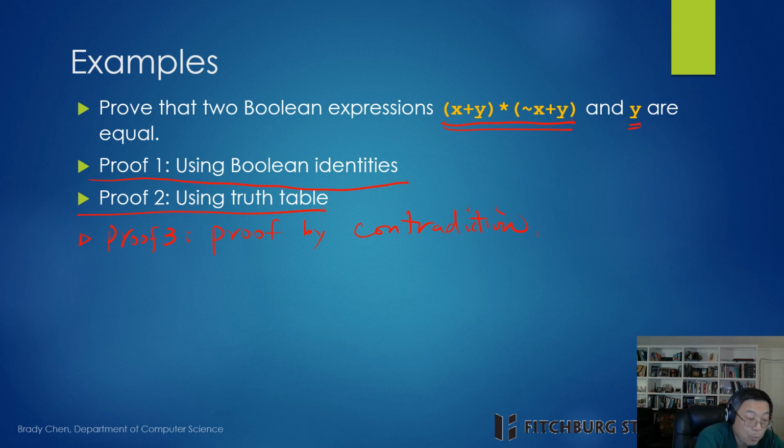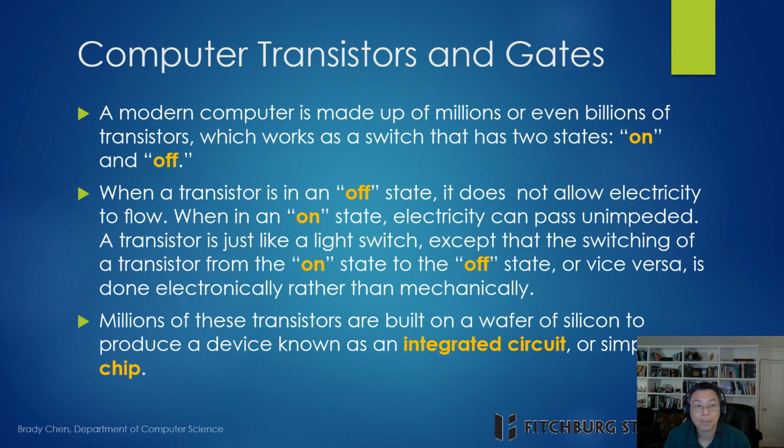In any case, you can prove these two expressions are identical by using one of the proof techniques. So now we have talked about algebraic expressions and also these Boolean operators. Now, how can we apply these in digital electronics? Before we do this, let's introduce computer transistors and gates, some of the knowledge in computer hardware.